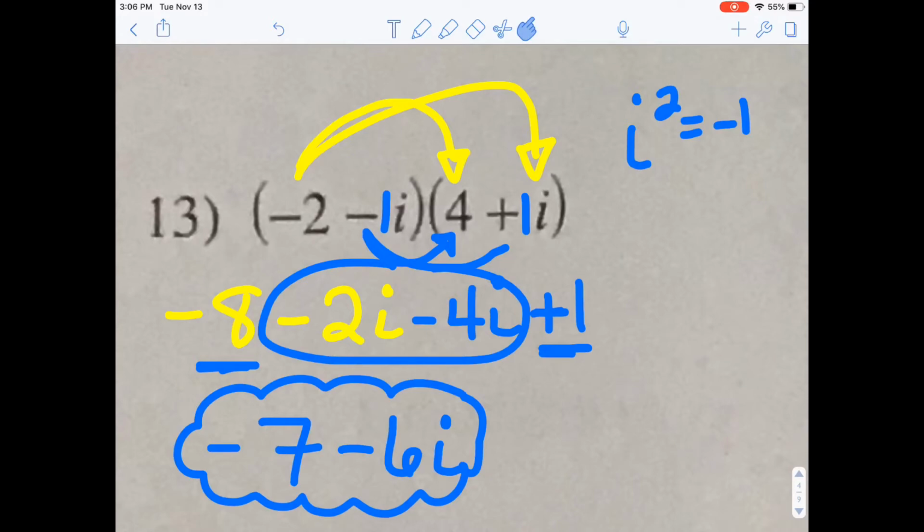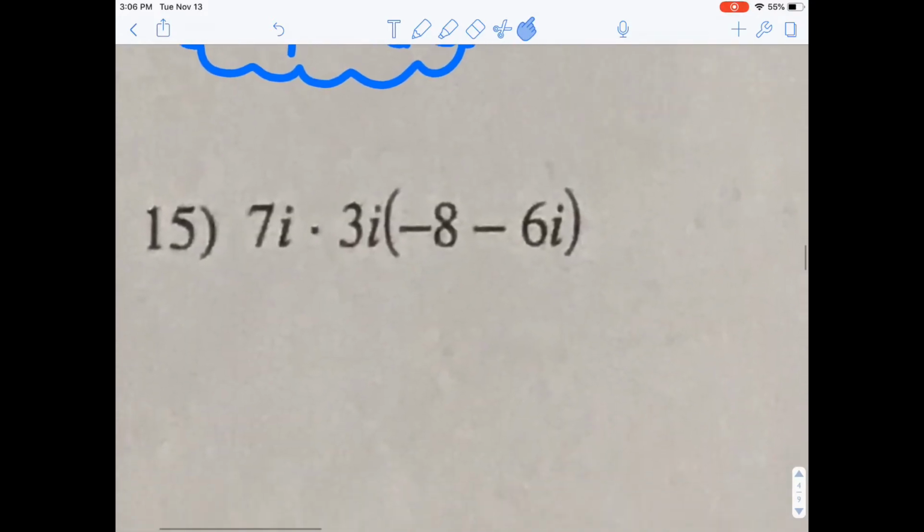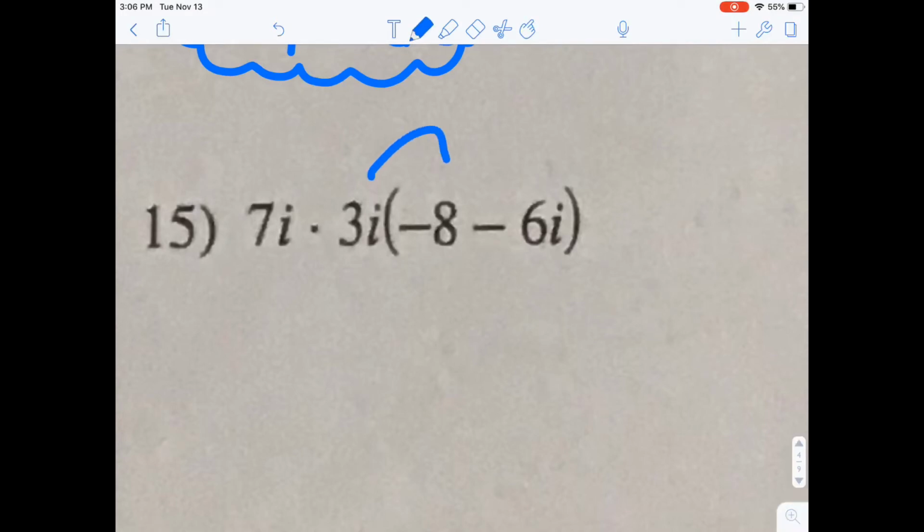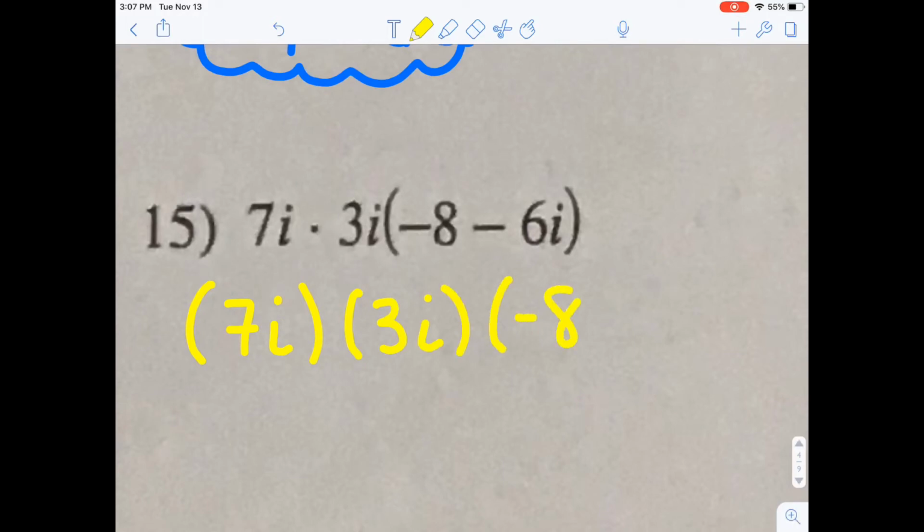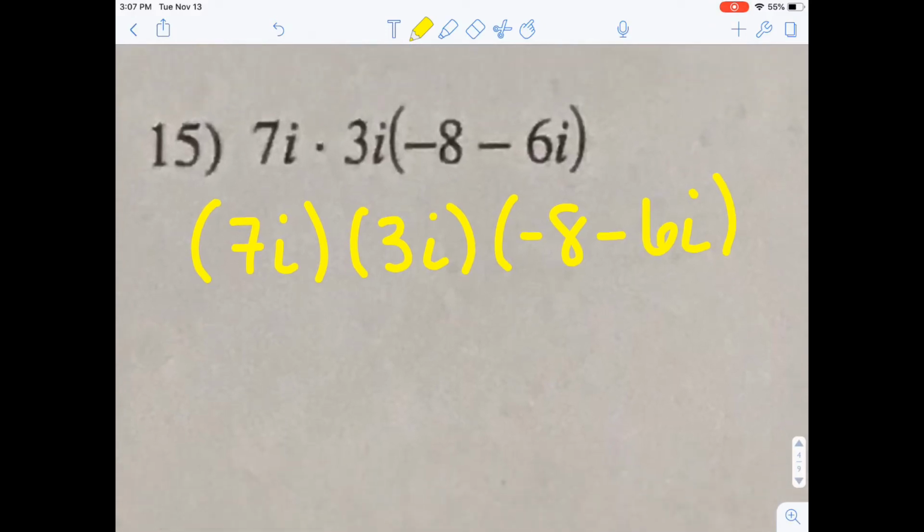Okay, let's look at one more problem here. Let's look at 15. 7i times 3i times parentheses. You could distribute here and here first and then multiply times 7i. Or you could rewrite this as 7i times 3i times negative 8 minus 6i, and then just work left to right.